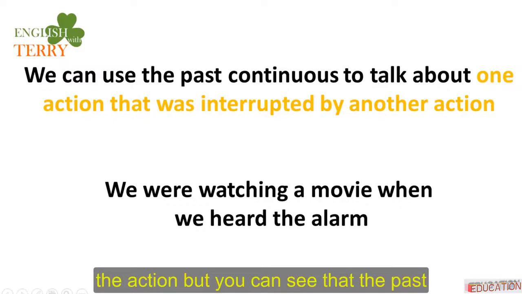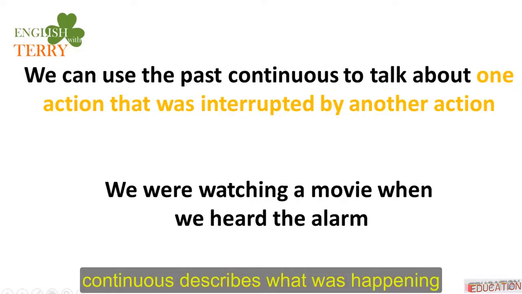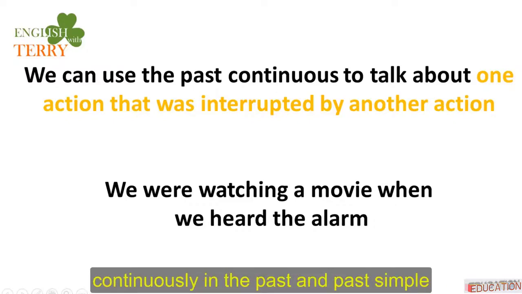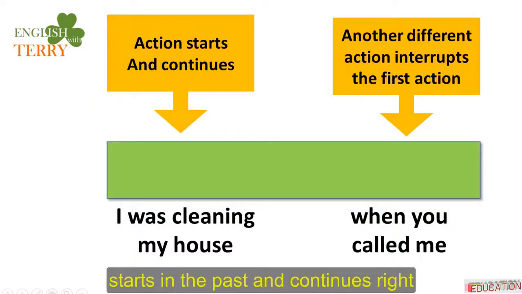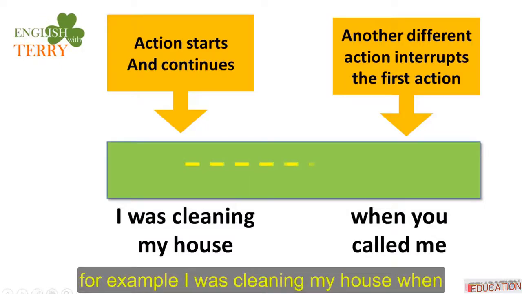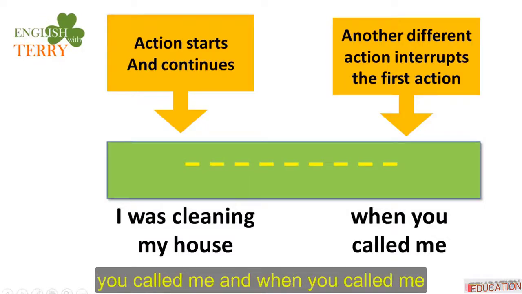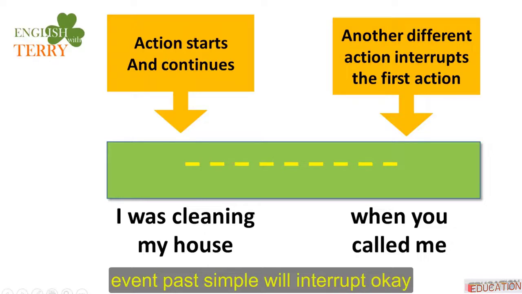But you can see that the past continuous describes what was happening continuously in the past, and past simple interrupts, okay? For example, the action starts in the past and continues, right? For example, I was cleaning my house when you called me. And when you called me, this action interrupted what I was doing, right? Past continuous for the continuous event, past simple will interrupt, okay?